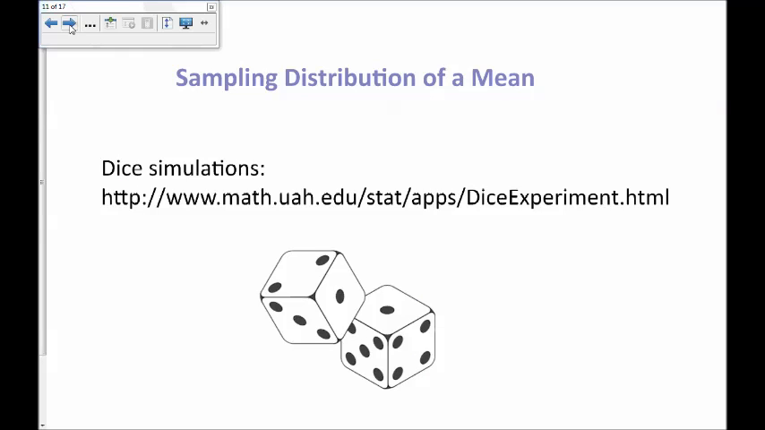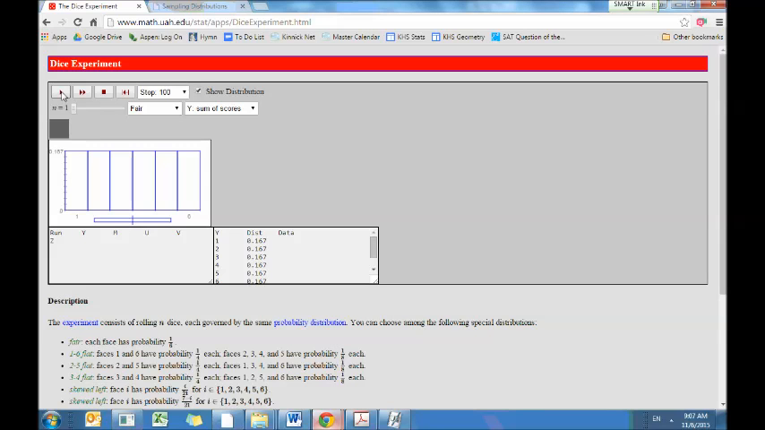Let's bridge and talk about the sampling distribution for a mean, and I want to use a dice experiment. Here is a dice applet that I found online, and it will simulate rolling a dice. I roll a dice, I get a 6, I roll it again, I get a 5, then a 4, then a 6, then a 3, and you can keep rolling it over and over again. For the sake of time, I'll roll 100 dice. It's rolling 100 dice for me and giving me the distribution.